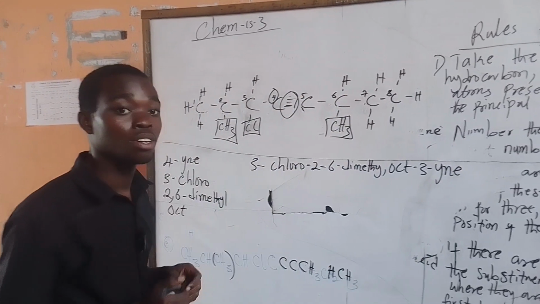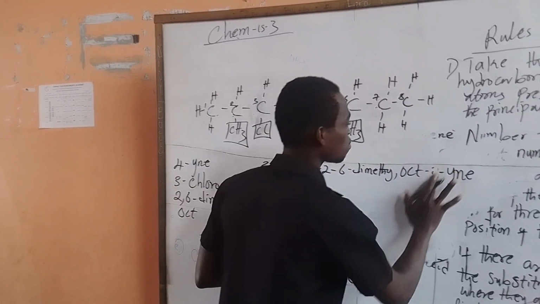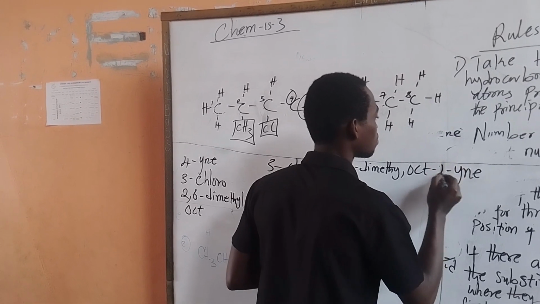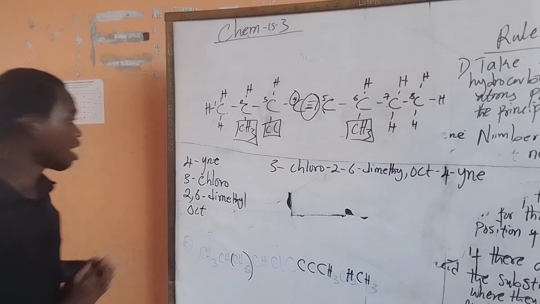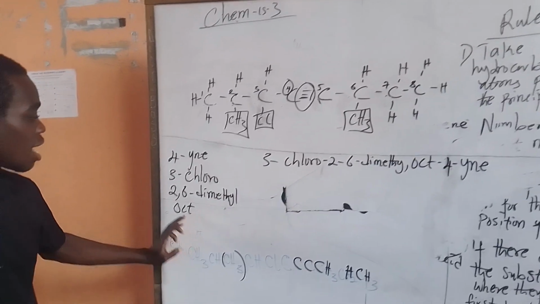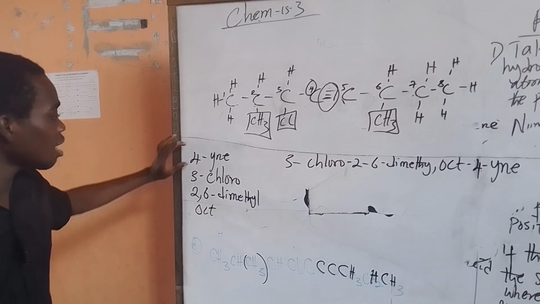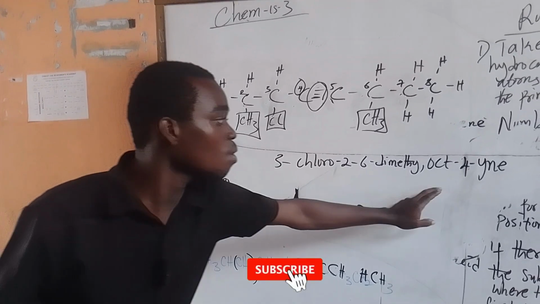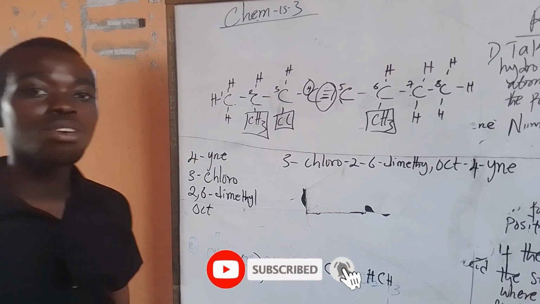So I can clean the rules. It's 4-yne, oct-4-yne. So we have 3-chloro-2,6-dimethyloct-4-yne.